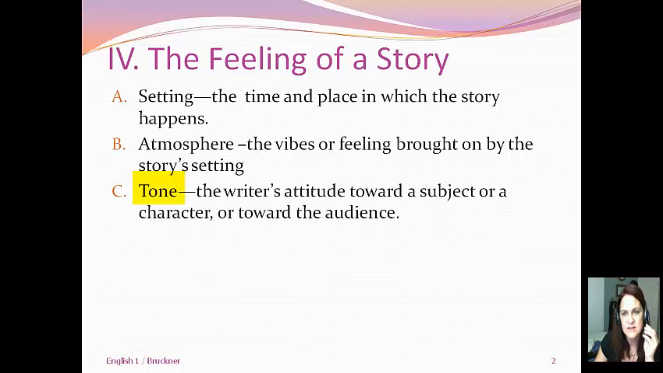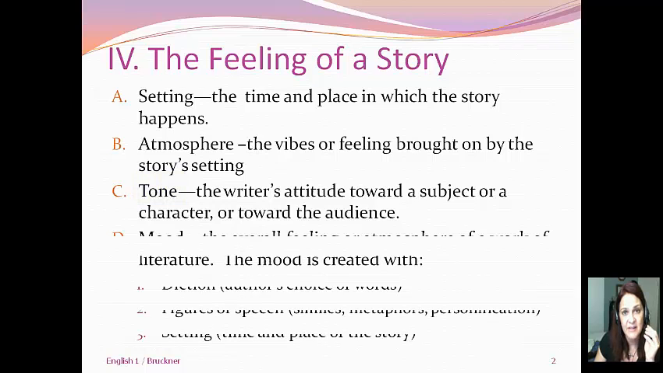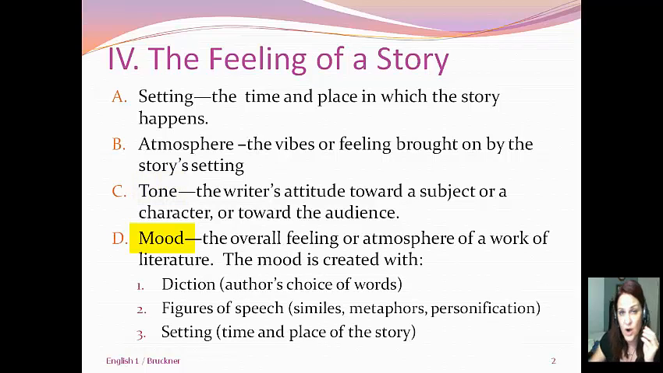Then we have tone. Tone is the writer's attitude toward a subject or a character or toward the audience. And the last one is mood, which is the overall feeling or atmosphere of a work of literature. Mood is created by the author's choice of words, which is called diction, by different figures of speech that the author uses, like similes and metaphors and personifications are the most common, and then of course the setting, which is the time and place of a story.